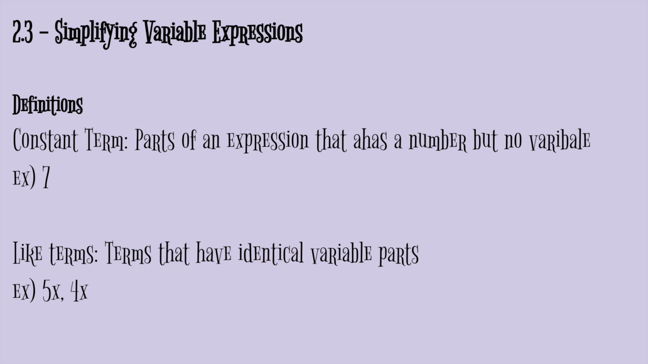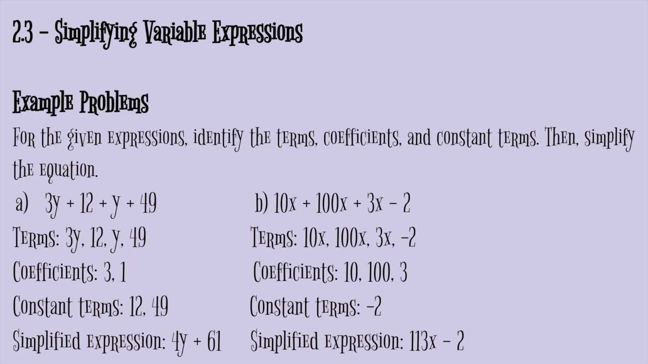Now moving on to some example problems. For the given expressions, identify the terms, coefficients, and constant terms, then simplify the expression. The first expression is 3y plus 12 plus y plus 49. The terms are 3y, 12, and 49. The coefficients are 3 and 1. The constant terms are 12 and 49. And the simplified expression is 4y plus 61.